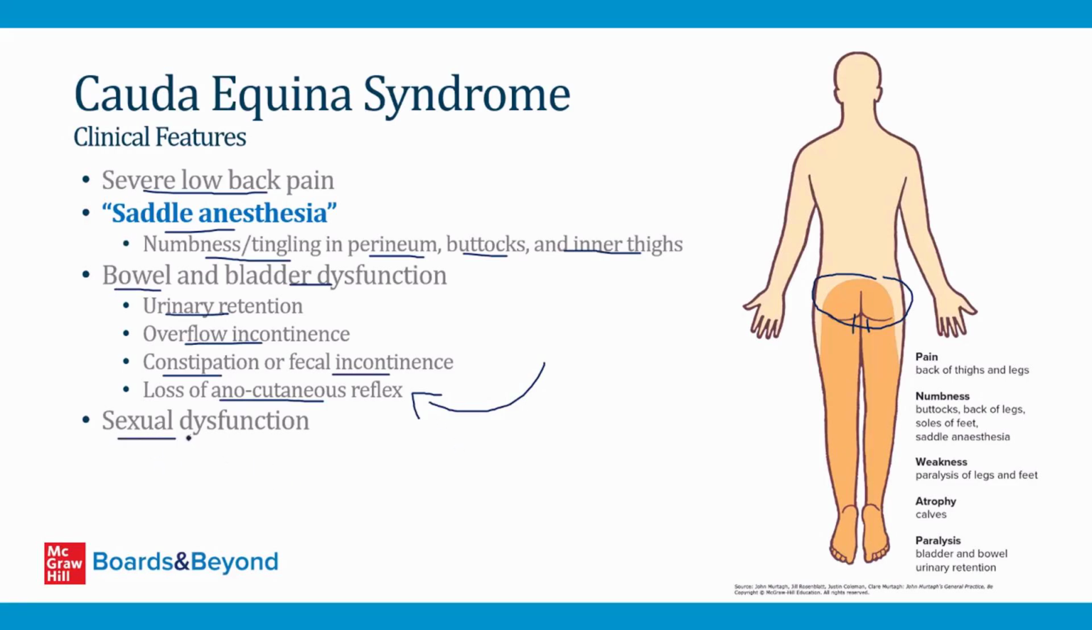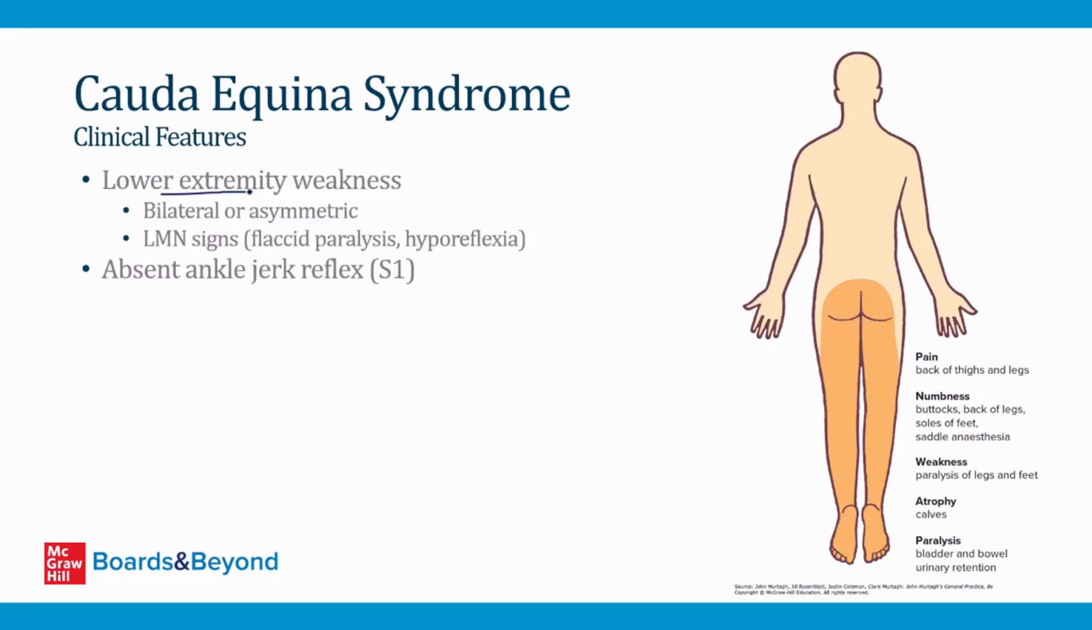Then beyond this, sexual dysfunction, especially in men, is very common, like erectile dysfunction. That's because of damage to the nerves to the penis in the cauda equina. Other features you can see are lower extremity weakness. This can be bilateral or asymmetric, depending on the type of cauda equina syndrome. But very importantly, especially for step 1, the weakness is going to have lower motor neuron signs because all of those nerve fibers running in the cauda equina are lower motor neurons. Their cell bodies are back in the spinal cord before it ended at the L2 level, and these are long nerve fibers. So you're going to see things like flaccid paralysis, hyporeflexia. You can see absence of the ankle jerk reflex because that's an S1 nerve root type of reflex. All these things are related to lower motor neuron problems from cauda equina syndrome.